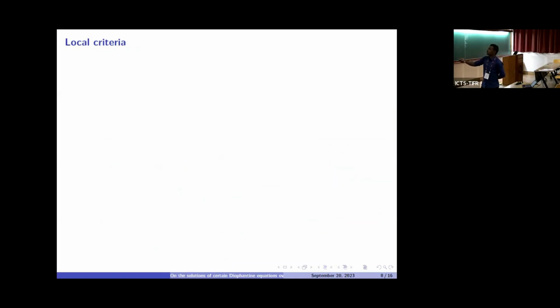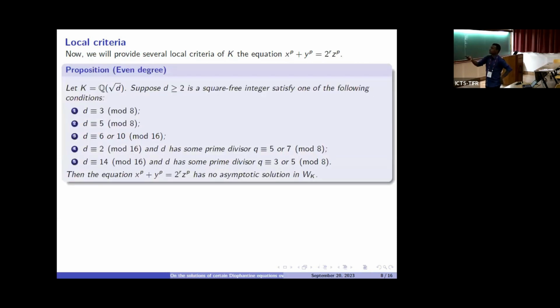So now I'll just recall some local criteria. Here we will provide some local criteria on K for this equation x to the power p plus y to the power p equals 2 to the power r times z to the power p. Basically, here we are giving the totally real fields K such that this equation has no asymptotic solution, because all our main results totally depend on solutions of the S_K unit equation.